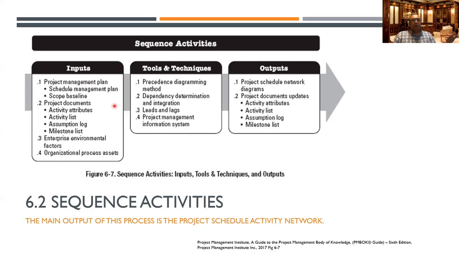And again, here your inputs are your baseline. There are different ways you can make the diagram. We're not going to go into a lot of detail about it, but next class we will talk about the critical path, and that will be based on the diagram which you made. In the next slides, we'll talk about what lead and lag are. The output of that is a network diagram. This is the sequence activities process, and the output of this is the project schedule activity network, the network diagram.